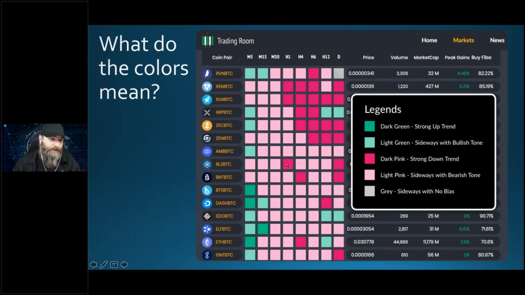What do the colors mean? I know I keep harping about what do the colors mean. Well, here they are. It's very, very simple. Dark green, strong uptrend. Light green, sideways with bullish tone. Dark pink, quite the opposite of dark green, strong downtrend. And then light pink, sideways with bearish tone. And then you have gray. Gray is considered sideways with really no bias in either direction. It's not really up, it's not really down, it's just kind of sideways, not really doing much of anything.